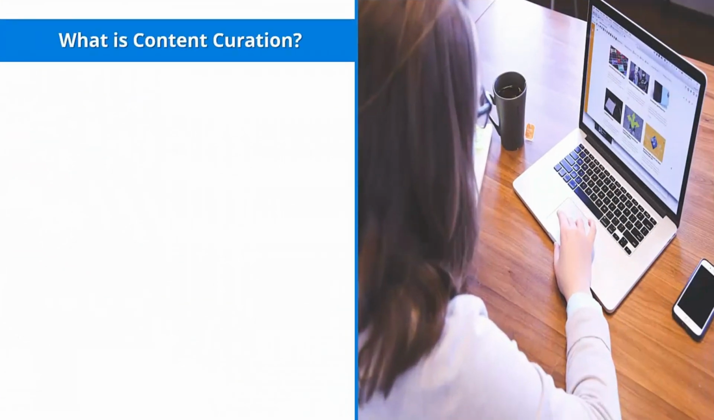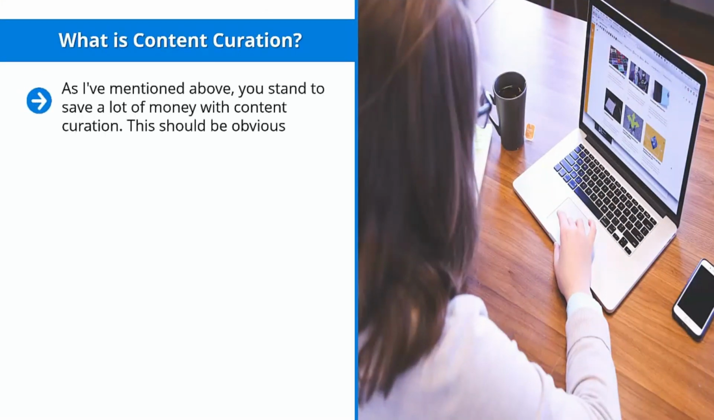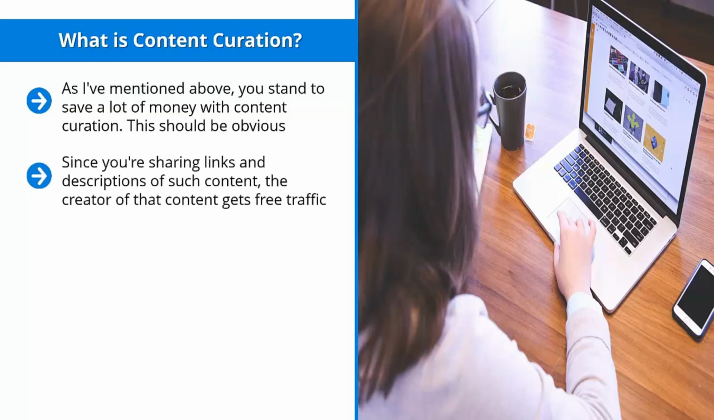What is content curation? As I mentioned above, you stand to save a lot of money with content curation. This should be obvious. After all, you're not going to be using the content that you yourself created. Content curation is all about picking other people's content and sharing those materials on your social media accounts. This creates a win-win situation. Since you're sharing links and descriptions of such content, the creator of that content gets free traffic.